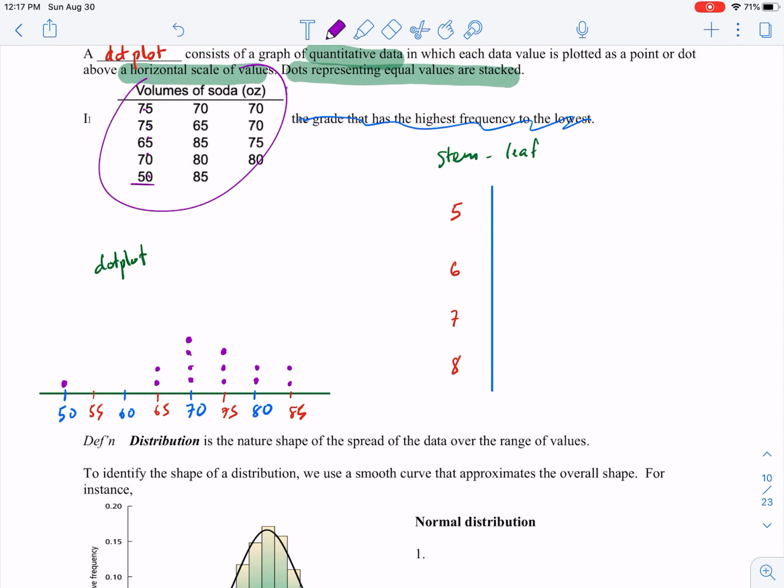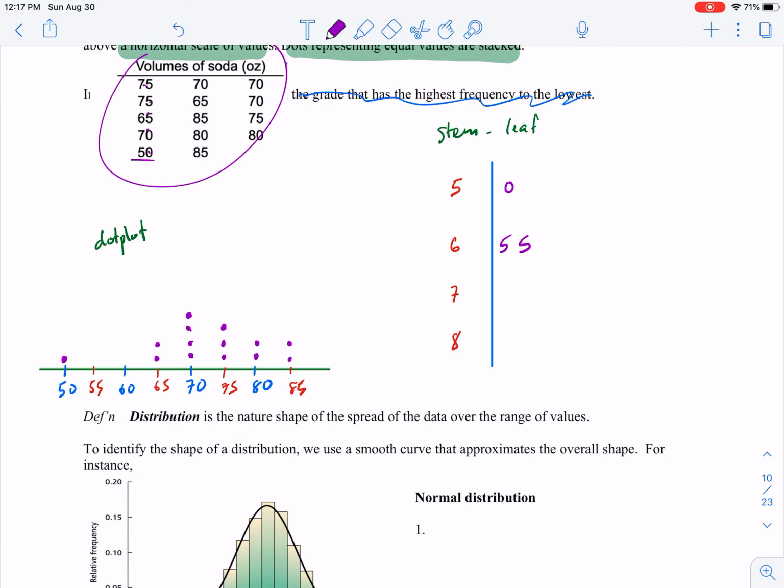And then the leaves will be the one digit. For the 50s, we have 50, which is a 0, and that's it. For the 60s, we have 65, and that's about it, I think. For the 70s, we have four 70s, and then three 75s. And for the 80s, we have two 80s, and then two 85s. There it is. So this is an example of a stem leaf.